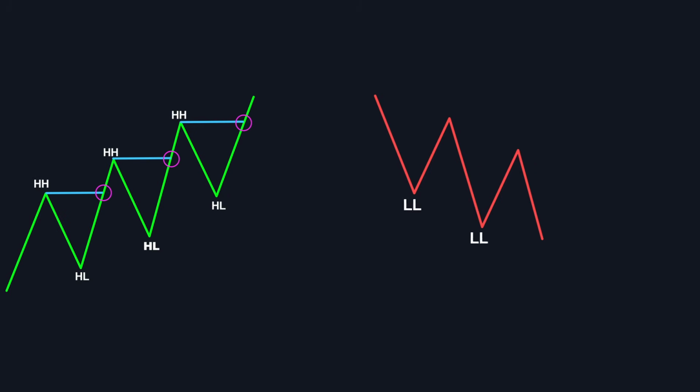A downtrend is basically the opposite. Here, the market is making lower lows and lower highs. Every low is lower than the one before, every high is lower than the one before, and when the market pushes past a previous low, that's your break of structure, confirming the downtrend.